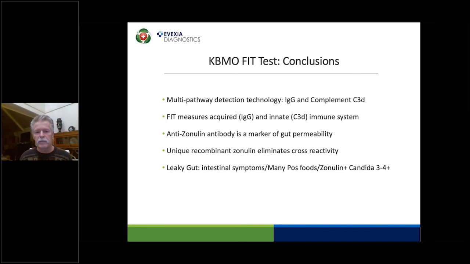Okay. Question, is there a correlation between stool zonulin and zonulin seen in the serum? I don't know what the exact correlation is. I know that some of it's secreted into the lumen and excreted in feces, and some of it gets through and into the bloodstream. And I'm going to be truthful. I don't know what the exact correlation is. I can find out, but I don't know the exact correlation.